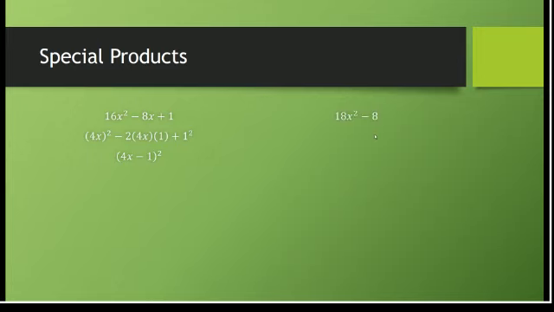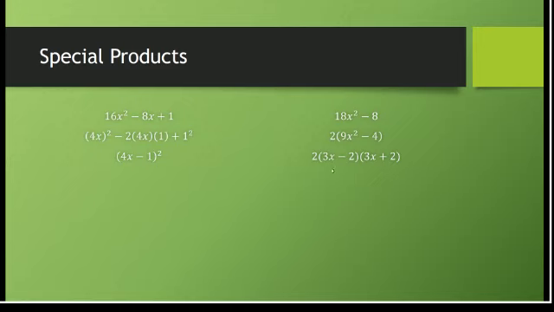Difference of squares. One of the things you have to watch out for is the greatest common factor. Like I said before, 18 and 8 are not squares, but they are both multiples of 2. Once I pull the 2 out, I get 9x squared minus 4. Those are squares. This is 3x squared, and this is 2 squared, so I need one with plus and one with minus. 3x minus 2, 3x plus 2.